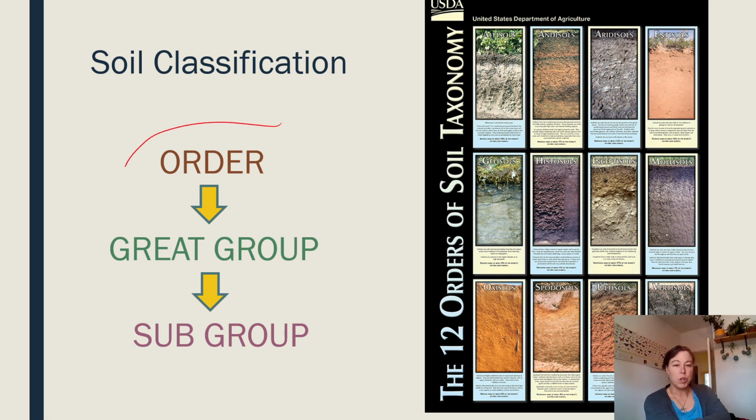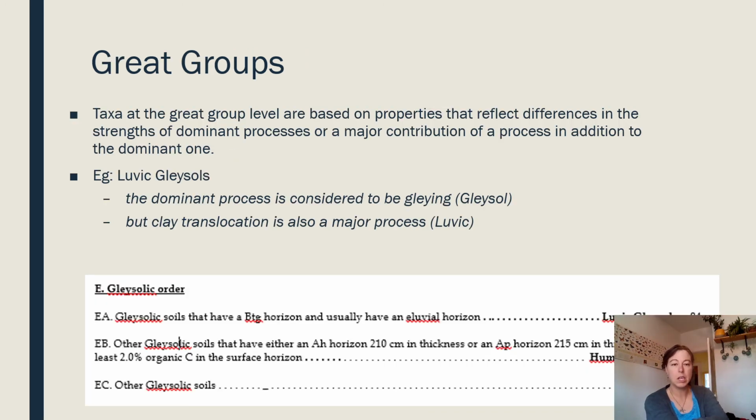So we've just gone through the orders. Now we're going to look a little bit at great groups and subgroups. I actually have a key. This is like a screen capture of my key for the great groups. And the great groups are looking at properties that reflect the strengths of those major properties.